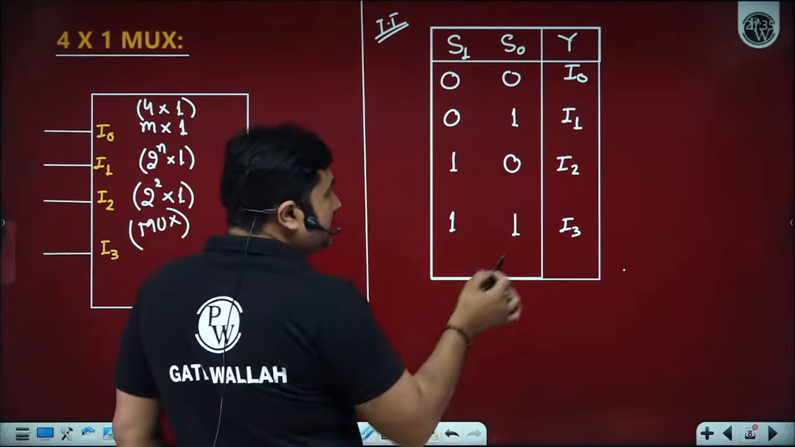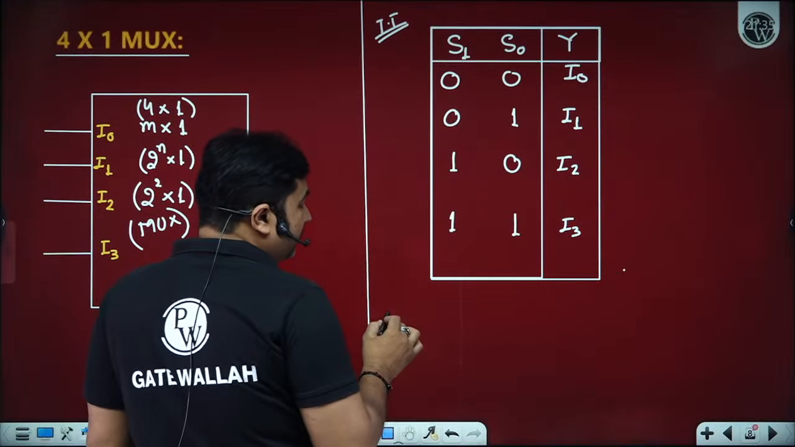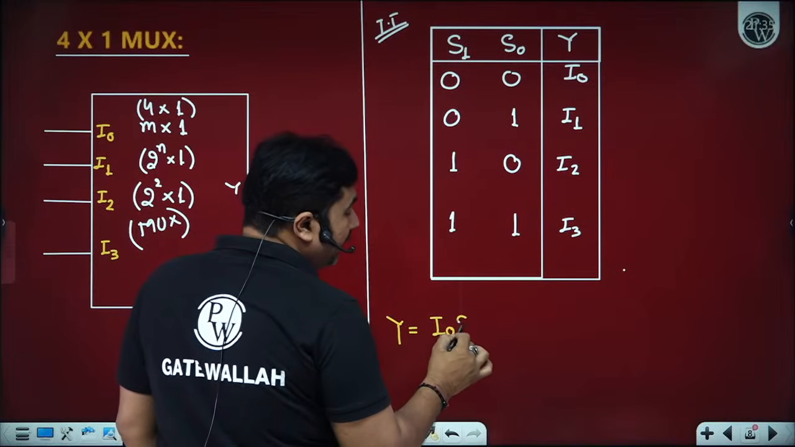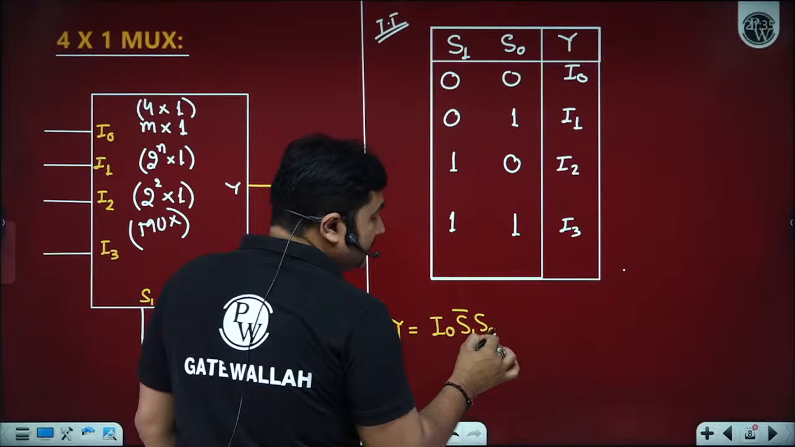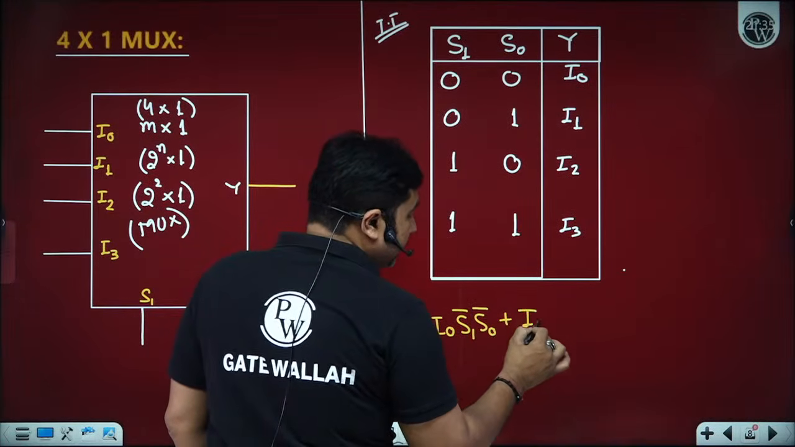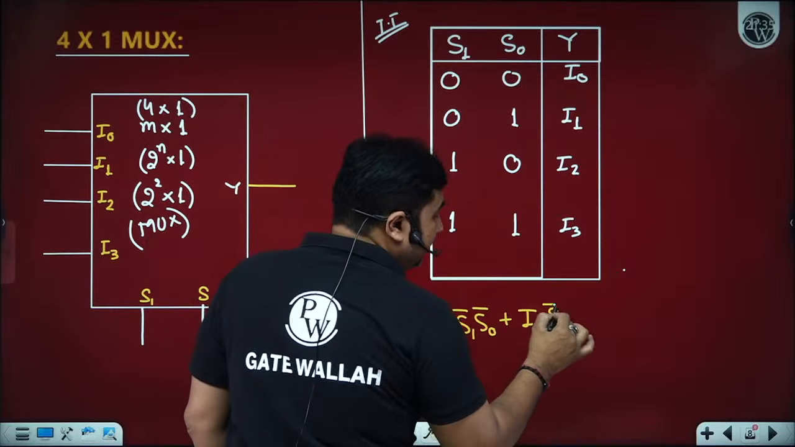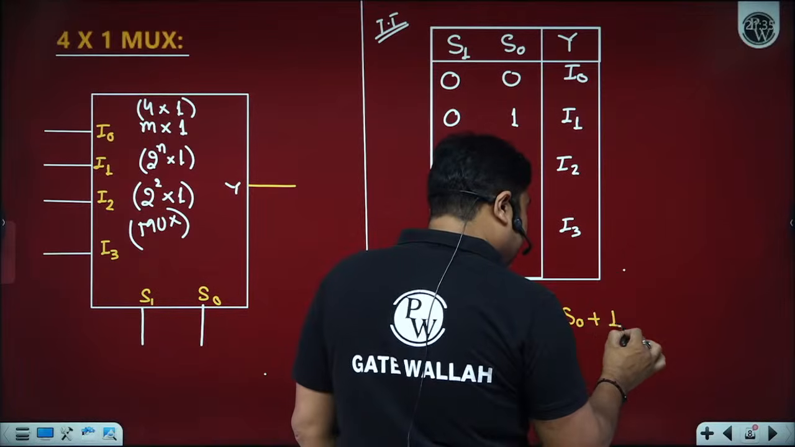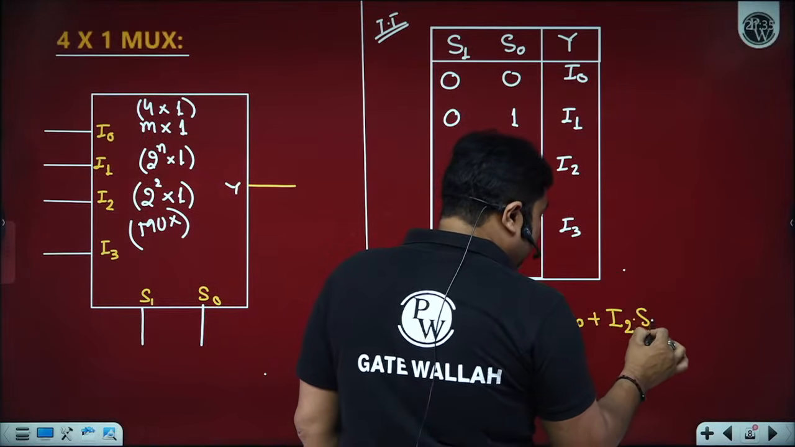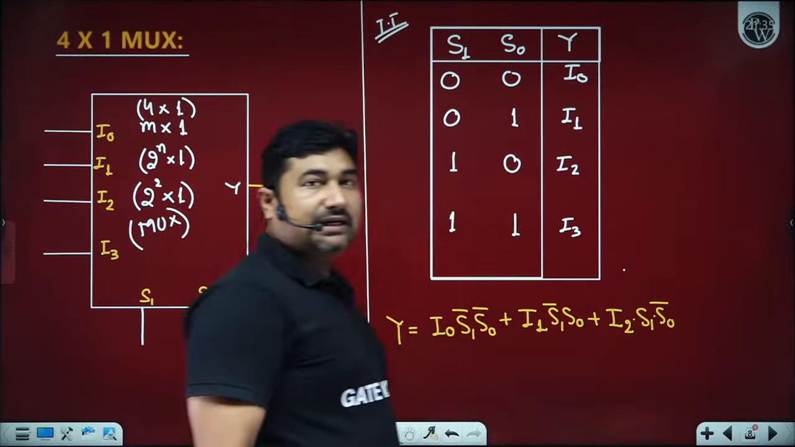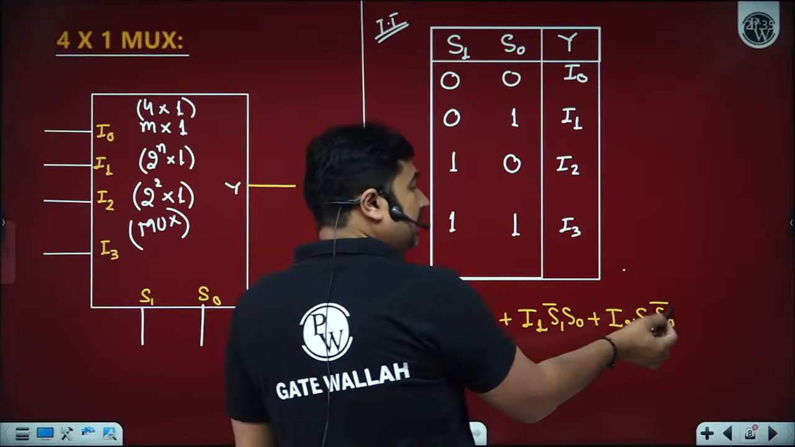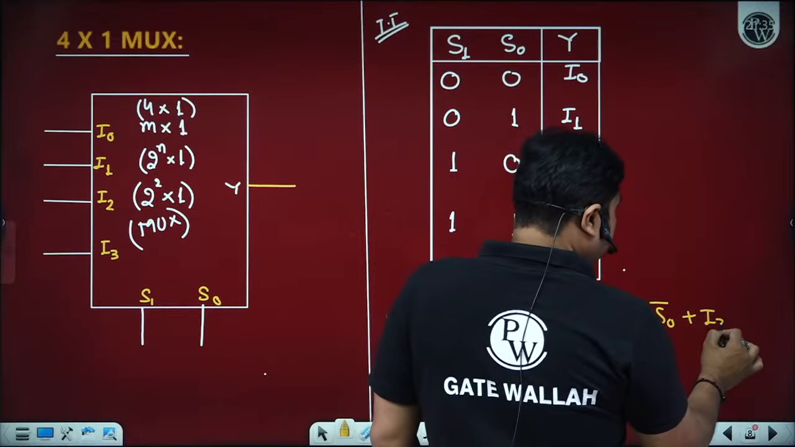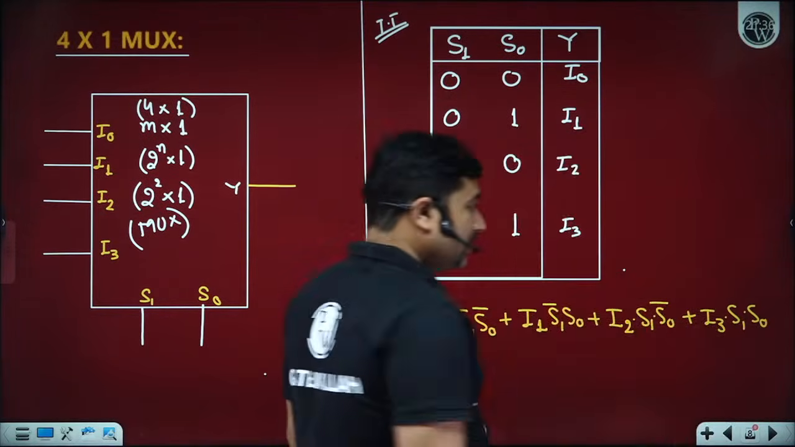From the table, we can construct the logical expression. If you observe the logical expression for output Y, we get I0 when S1 is low as well as S0 is low. Else we get I1 when the binary of one appears on the select line. Otherwise, we may get I2 if the binary on the select is a binary of 2, that is S1, S0 complement. It means S1 is high, S0 is low. Otherwise, S1, S0.